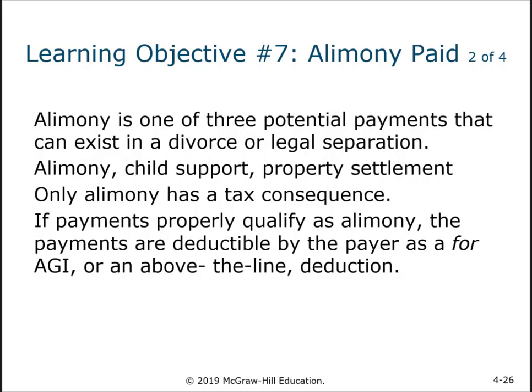So when you have a client that's paying money to their former spouse, it could be alimony, it could be child support, and it could be a property settlement. Alimony is the one that we're talking about. It has to qualify as alimony to be deductible and included in income. Child support and property settlements are not deductible and are not included. Okay? So it has to properly qualify.